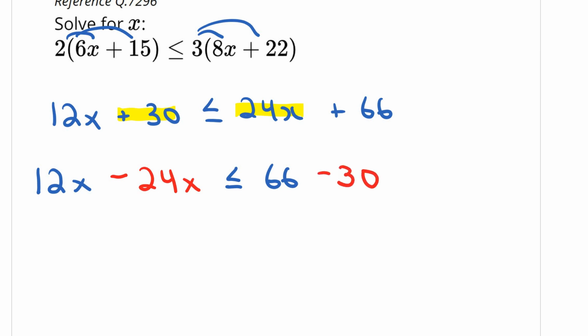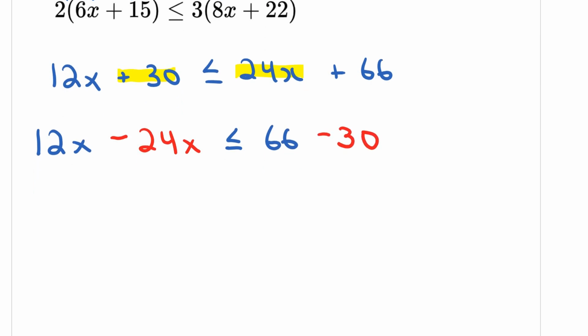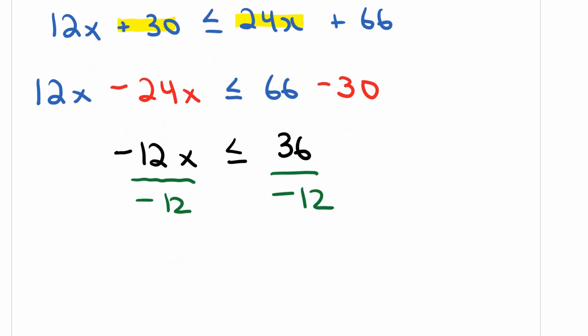We're going to change those signs when we're bringing those to the other side. So 12 minus 24 will be negative 12x, and 66 minus 30 gives us 36. Once again, we're dividing by a negative number here, right? If we're dividing by a negative number, we need to change the inequality sign to the other way, so it'll be negative 3. x is greater than or equal to negative 3. If you want to draw that number line, here's negative 3, it's going to be a closed circle, and you're going to the right-hand side because you're greater than or equal to negative 3.